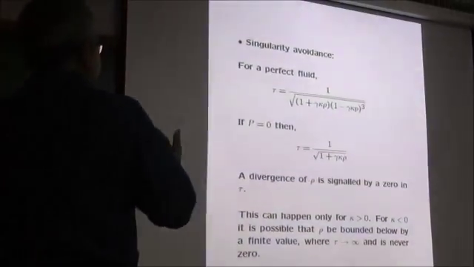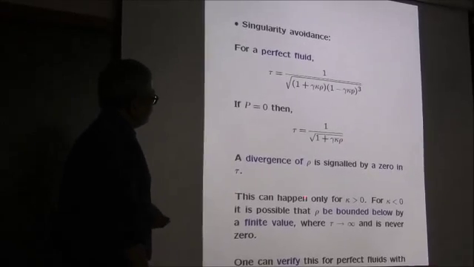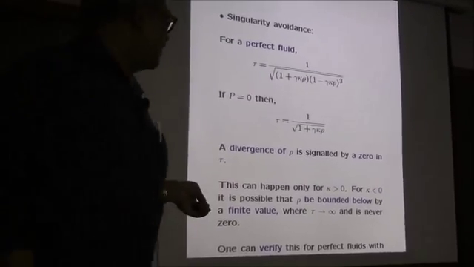For instance, for a perfect fluid, you can see tau is given by this, and if you have p equal to 0, you have this. So a divergence of rho is signaled by a 0 in tau. That is some quantity which you can calculate and see for specific cases whether there will be a singularity or not. Now this can happen only for kappa greater than 0.